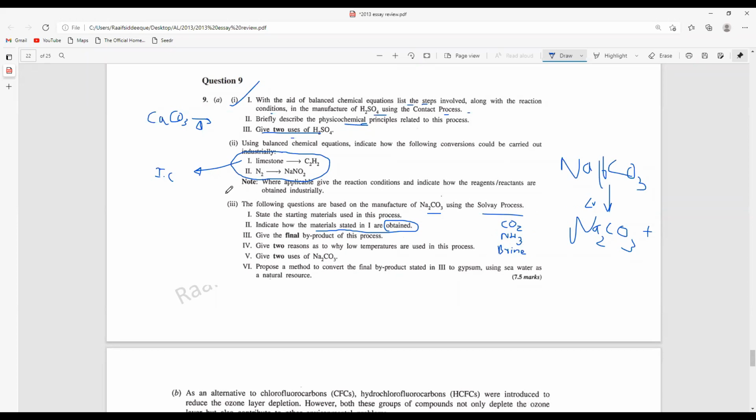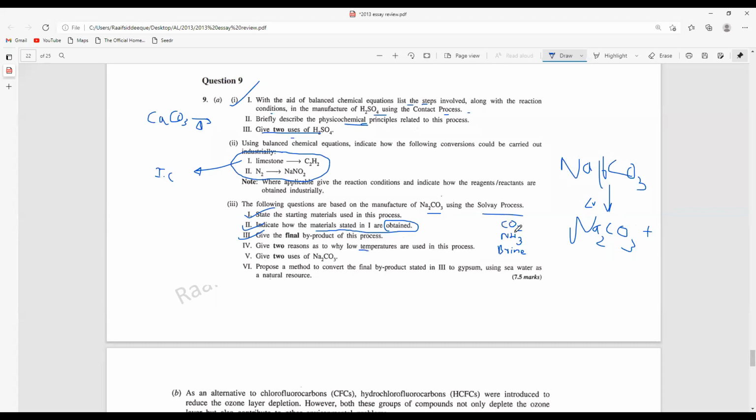So these three are necessary. That is done. And how are they obtained? Limestone, Haber process, and seawater. That is done. So give the final byproduct. I told you there is a byproduct that is formed, that is calcium chloride. Now give two reasons why, and this is a very important thing that you need to know: why are low temperatures used in this process?